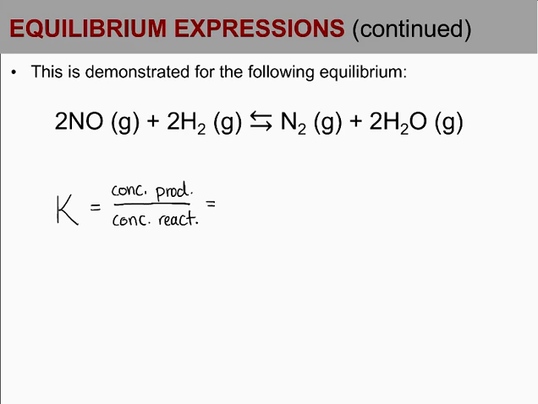So let's start with products in the numerator. We'll start by putting brackets around N2. Again, the brackets represent moles per liter, so I'll put that up above.